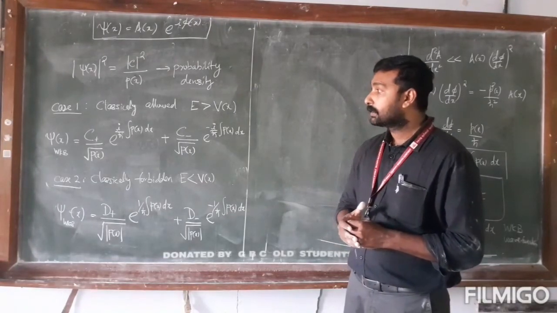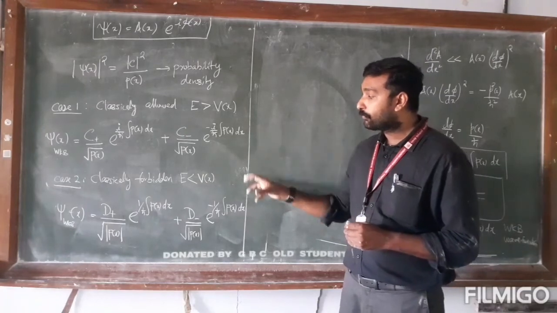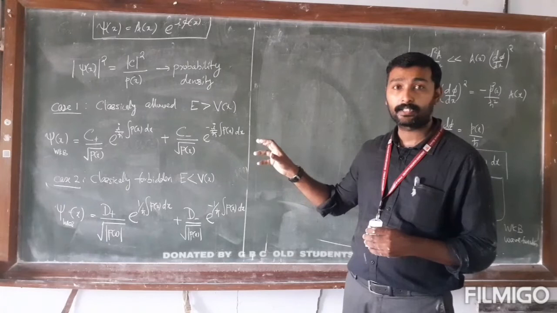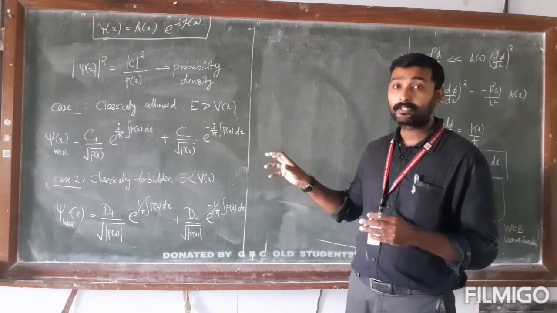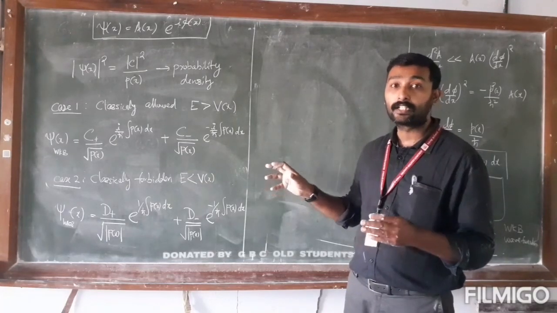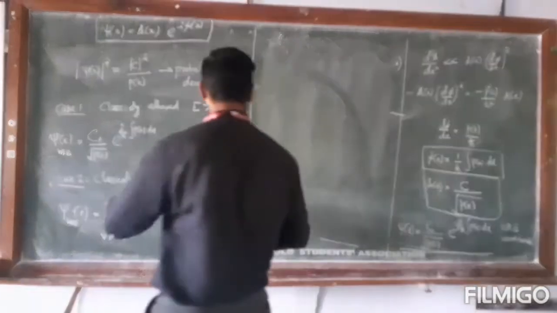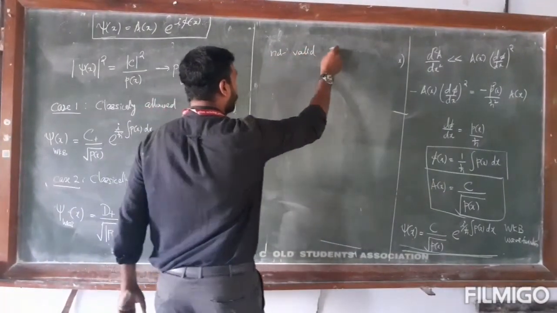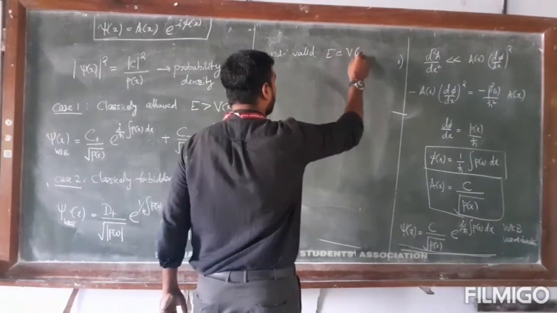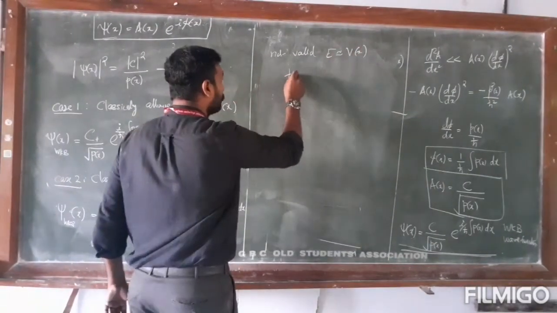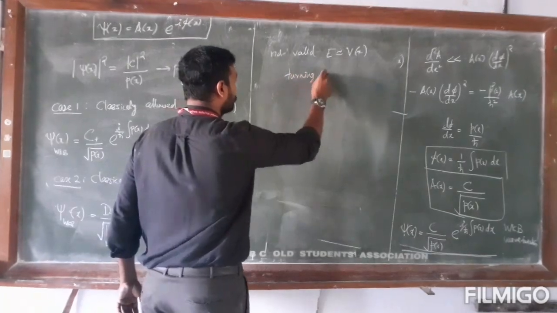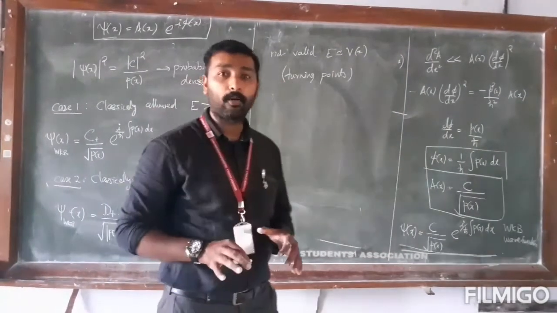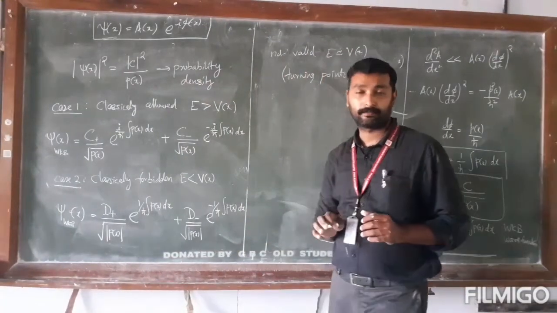Now you have to remember this wave function is valid only in the classically forbidden region, and in the classically allowed region if it is far away from the classical turning point. These wave functions are not valid if E is approximately V of x, and those points are called turning points. The problem around turning points has to be dealt with separately.